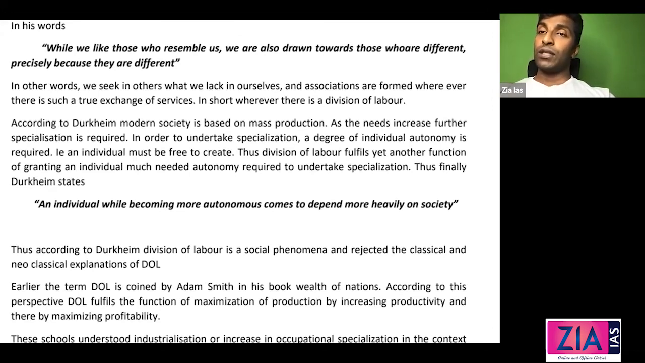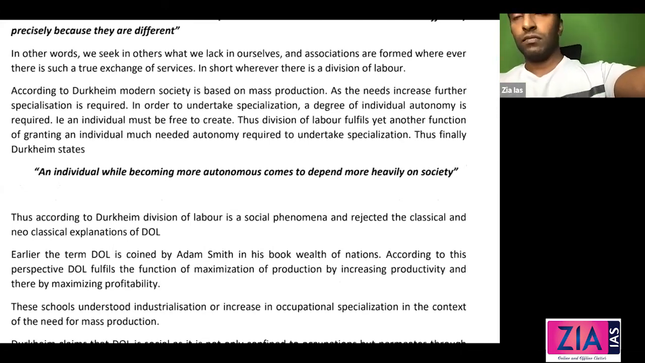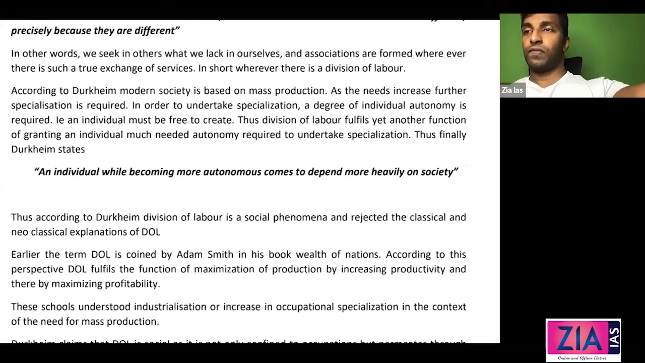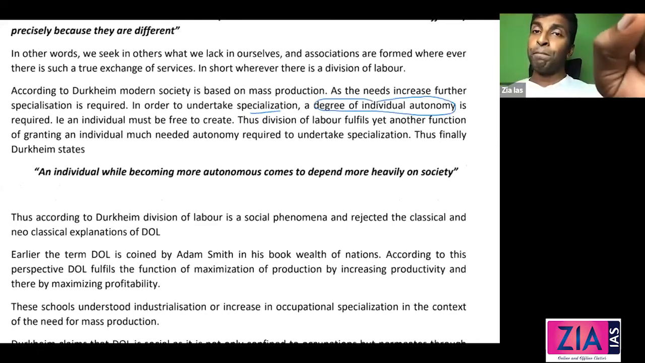According to Durkheim, modern society is based on mass production. As the need increases, further specialization is required. In order to undertake specialization, a degree of individual autonomy is required. So if you need to specialize, you need autonomy. That is, an individual must be free to create.